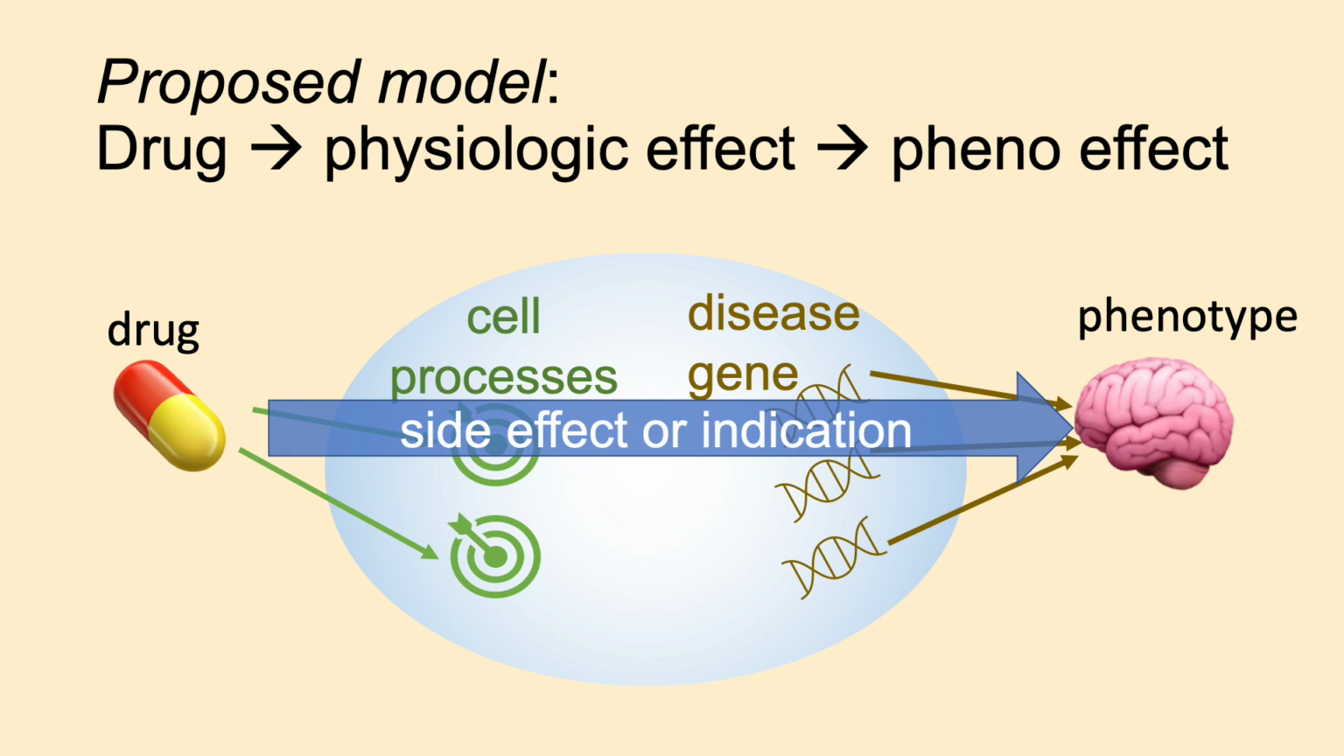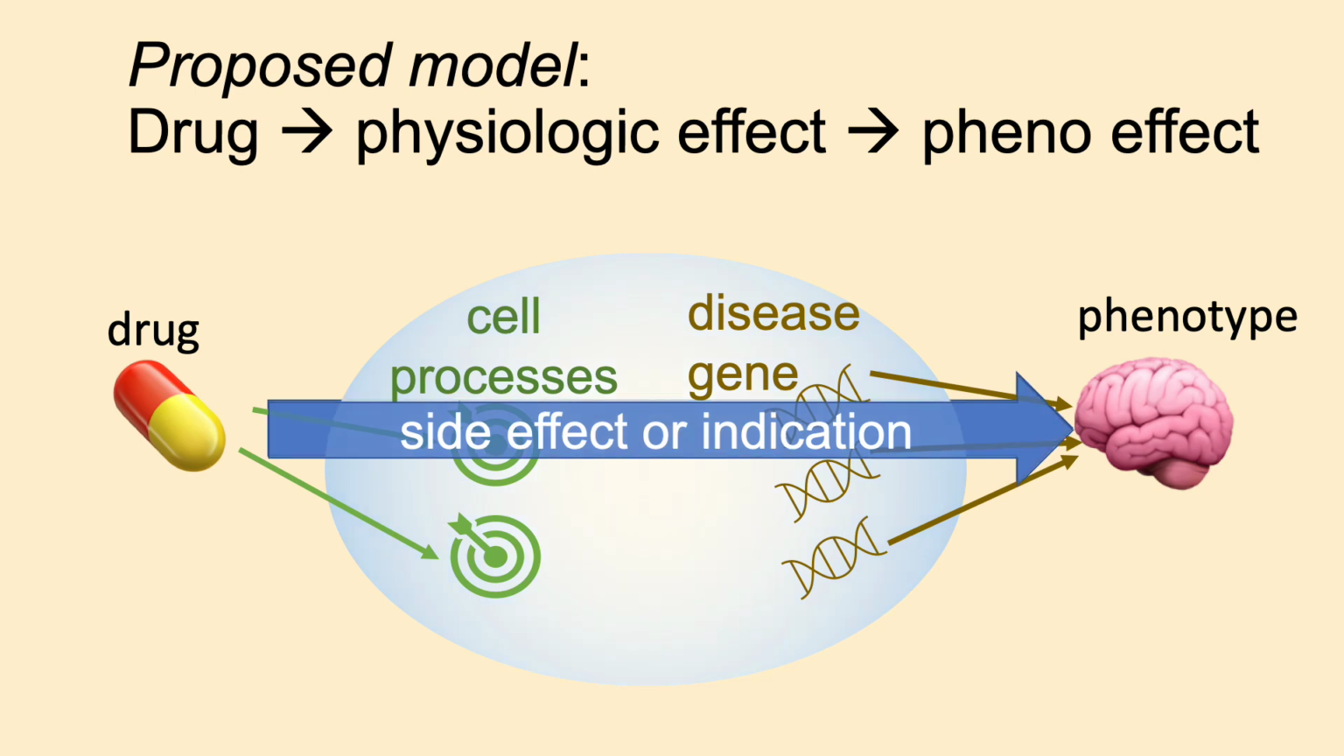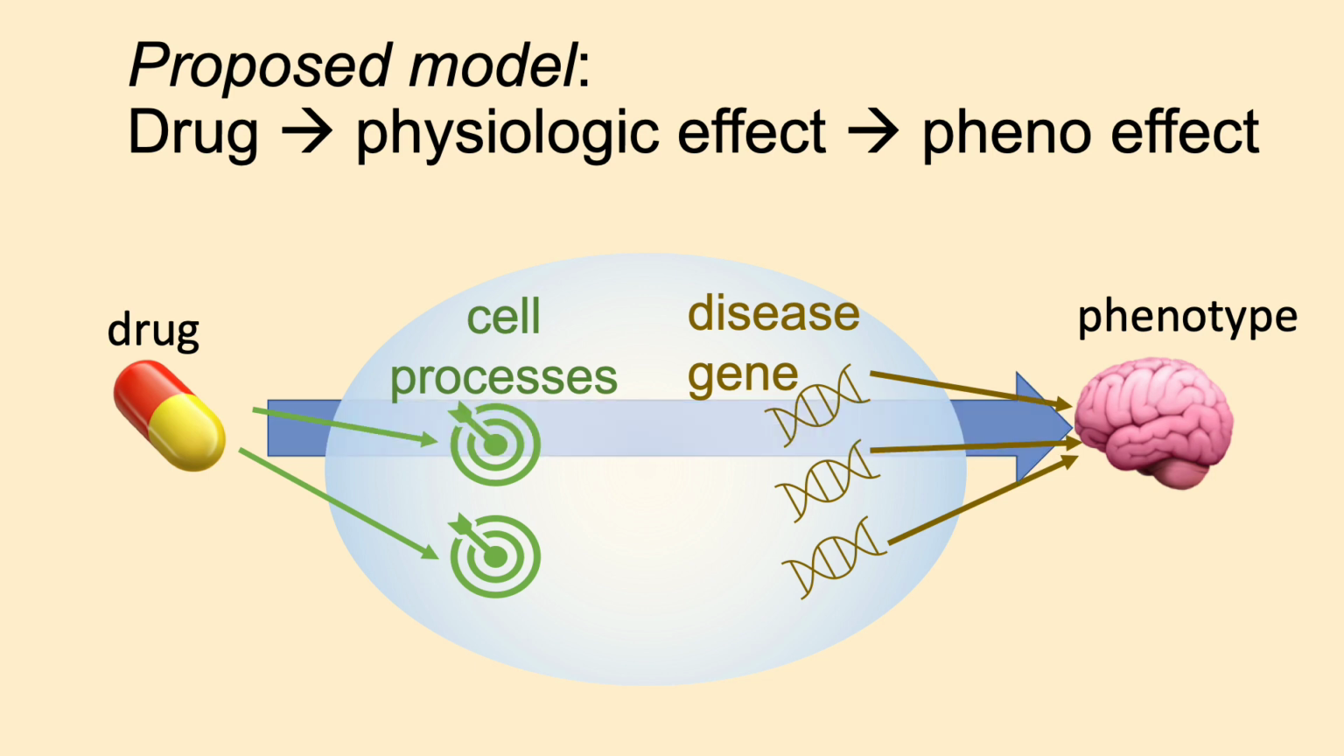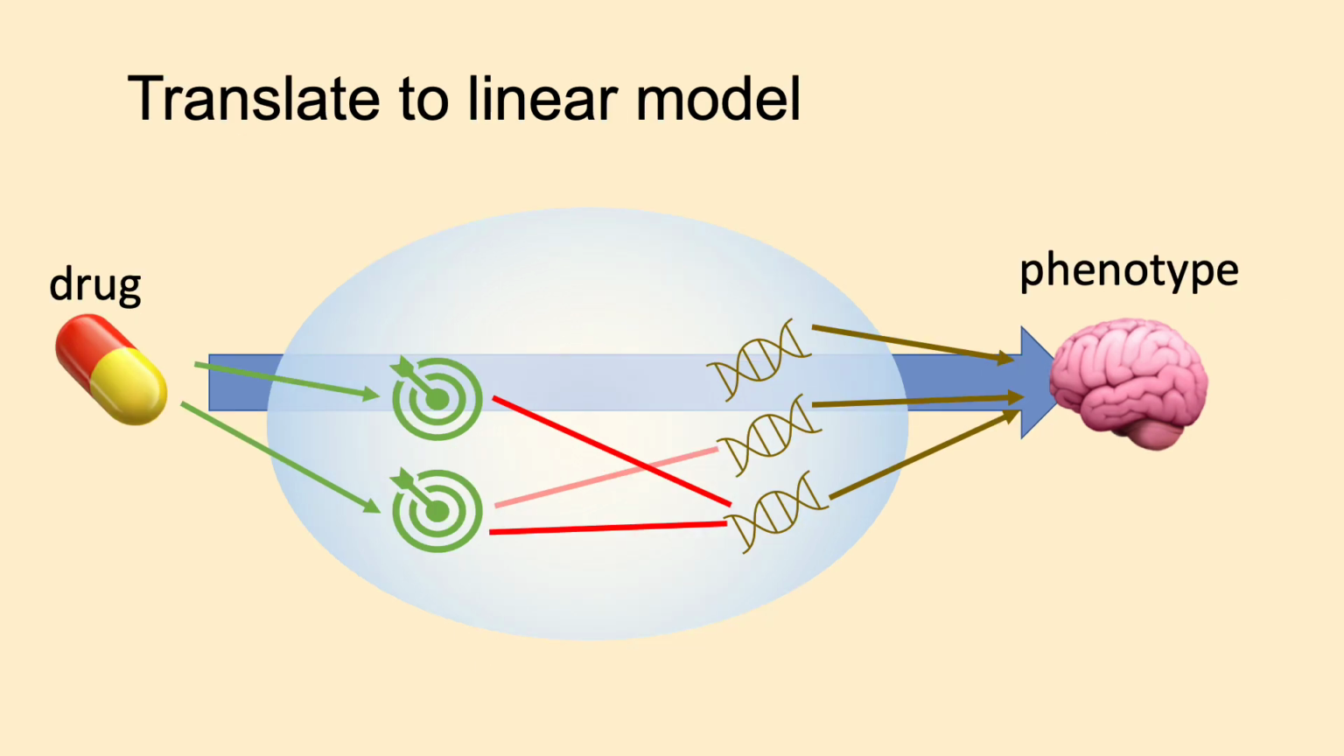So bringing all these together, we propose that we can predict and explain drug effects on phenotypes by learning the connections between the processes affected by a drug and genes involved in disease in the form of a weighted network. So how can we learn this weighted network? We propose that the simplest way to do this could be a linear model. So we translate everything into this linear model.